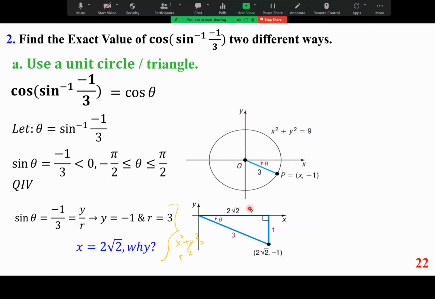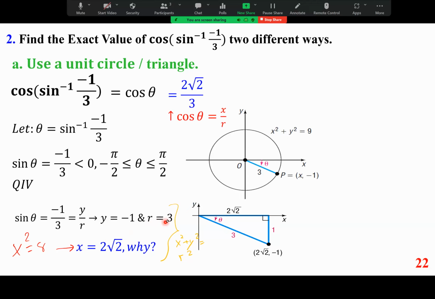I hope you understand. You square this one, and you square this one, and you subtract from it. So 9 minus 1 becomes 8. So x squared is 8, and x becomes plus or minus 2 square root of 2. We take it to be positive in the fourth quadrant. Therefore, we write x over r, 2 square root of 2 over 3. That's the answer.